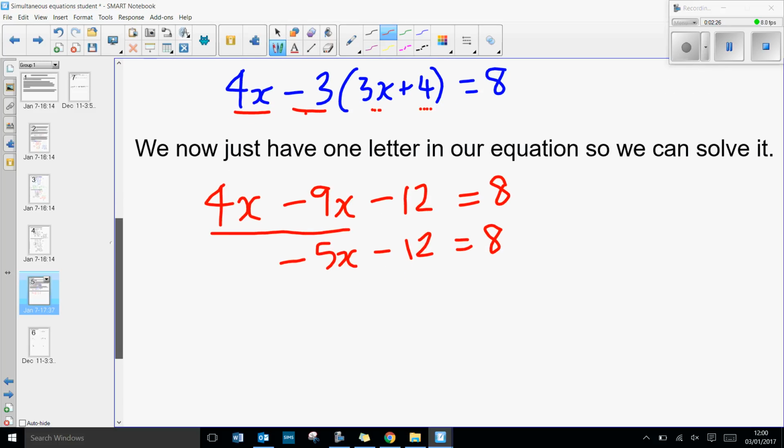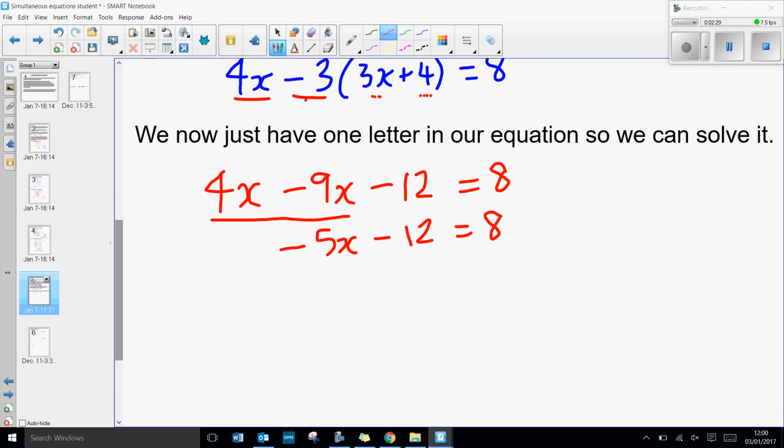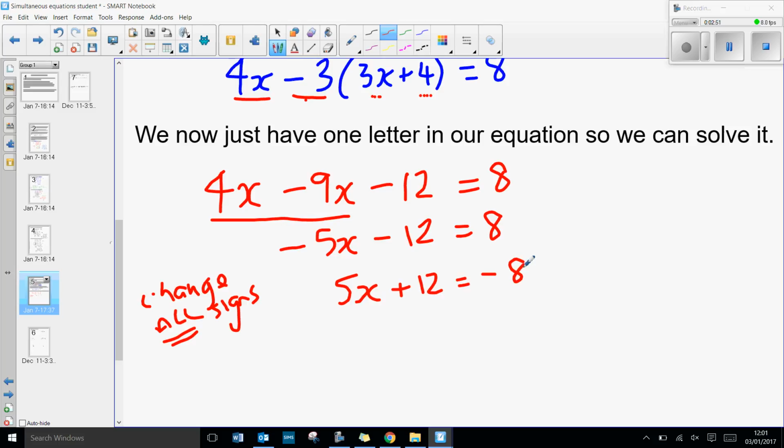Okay, in this instance, we've got -5x minus 12 equals 8. We don't like having negative signs in front of our x's. So the easiest thing to do here is change all signs. So this would become 5x plus 12 equals -8. That's a lot nicer to deal with. What we've done here is we've multiplied everything by -1. So we've got 5x plus 12 equals -8. So all the signs have been changed.